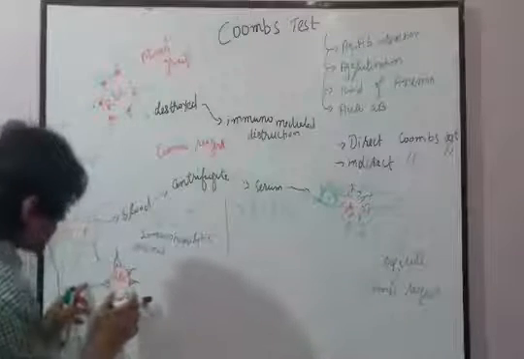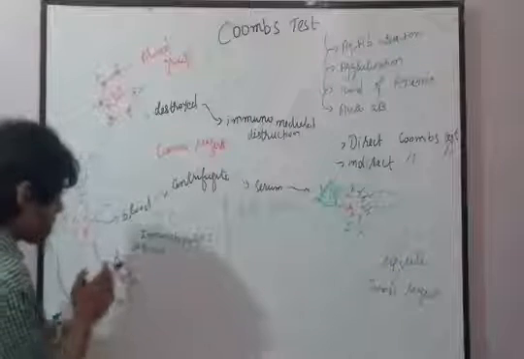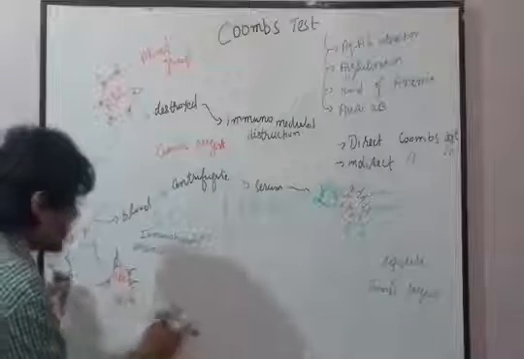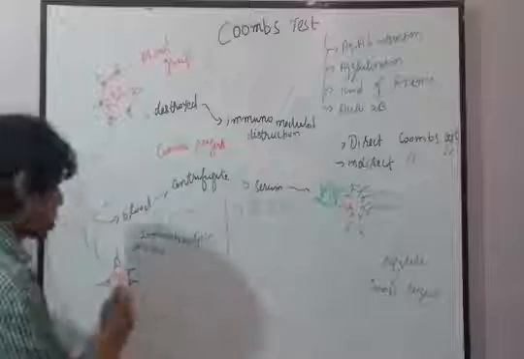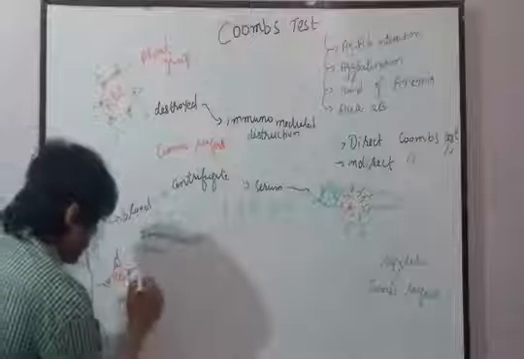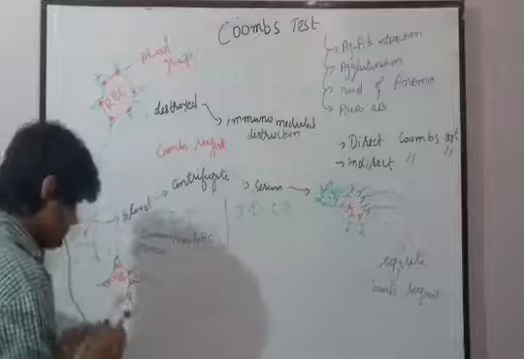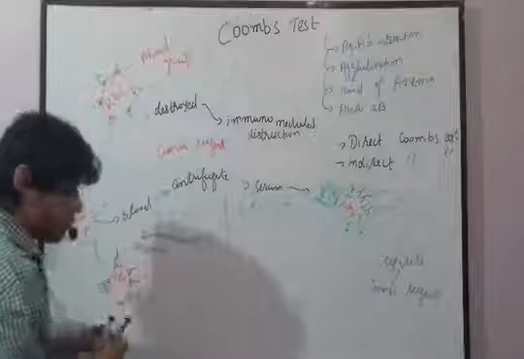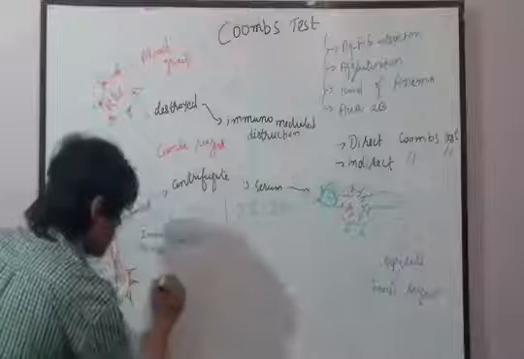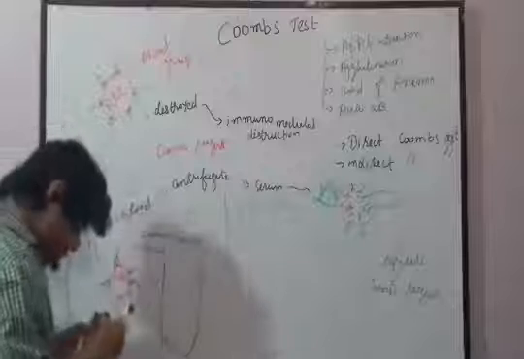So first of all, we take the RBC sample from the patient, and let's suppose in this case these RBC have a kind of antigen, and due to this antigen the antibody will be present. So we take this RBC sample and we simply put it into a tube.